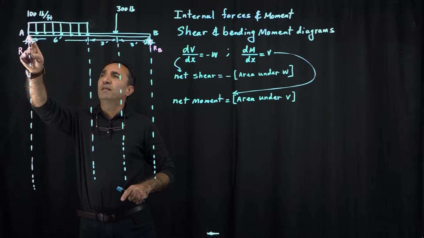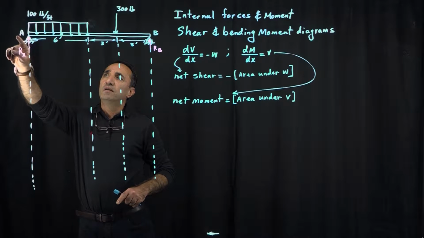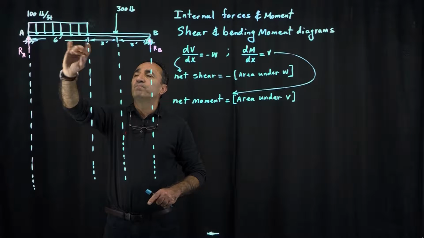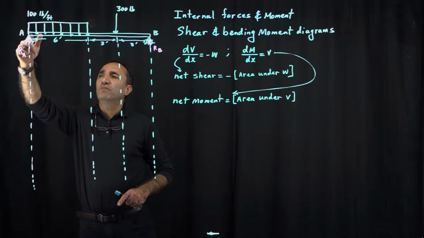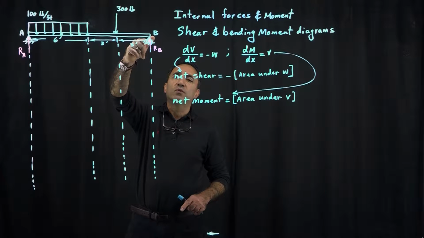So here we have a pin at A. Notice that I didn't even bother to put the reaction in the x direction since I don't see any load in the x direction. So we only have a vertical reaction here and a vertical reaction, obviously, at the roller.